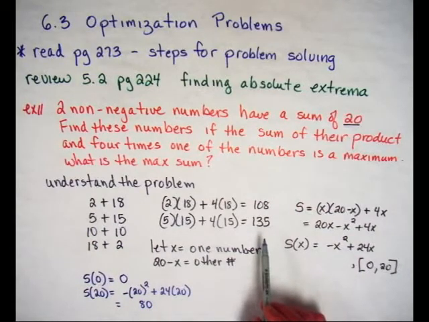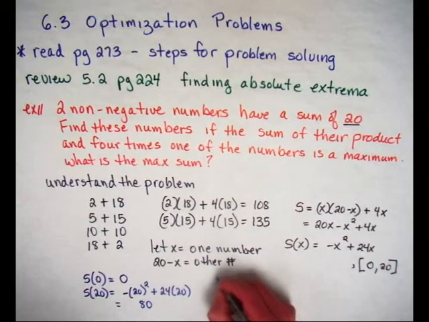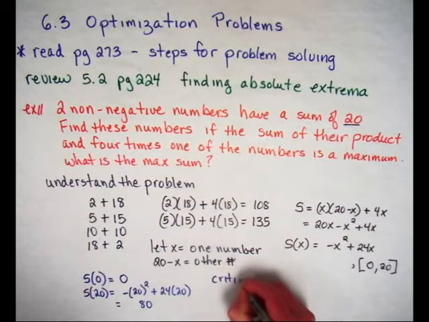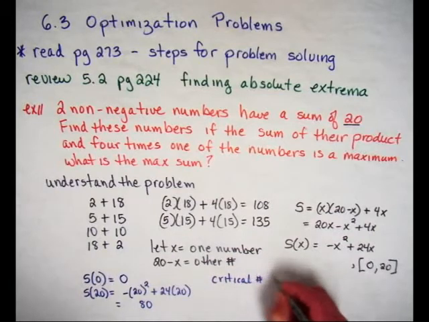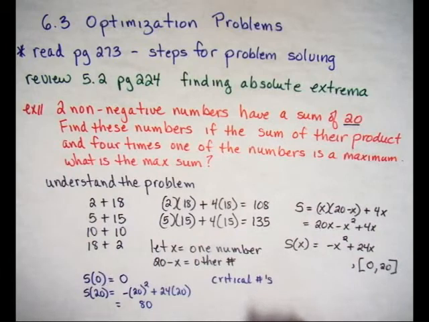Well, we can see by just looking at our examples that obviously we can do better than 80. So the numbers shouldn't be 0 and 20. So we've evaluated our endpoints. Now we have to evaluate what are called the critical numbers. And again, you may have to go back and look at this. We looked at critical numbers back in the previous chapter. Critical numbers are any points where the derivative is 0 or the derivative is undefined.